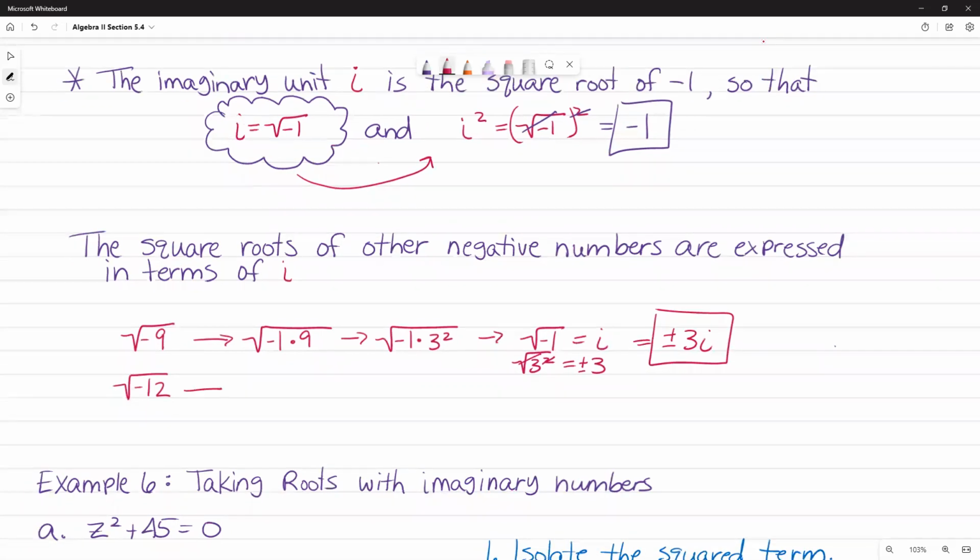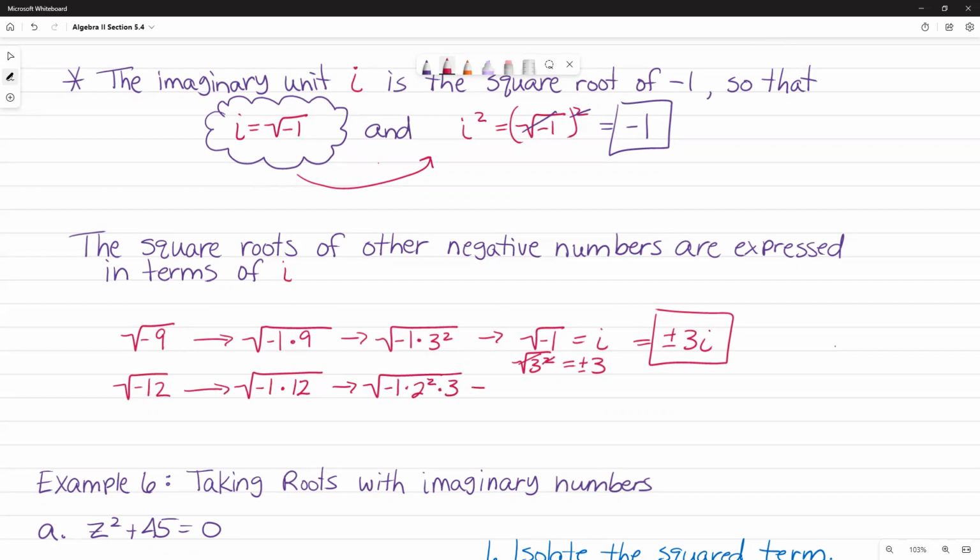Now this next example is just a number that's not a perfect square. We have -12. So this is just -1 times 12. The -1 becomes i. I also know that 12 is 2 squared times 3, the prime factorization of 12, because it's 4 times 3, and 4 is a perfect square. So it's -1 times 2 squared times 3.